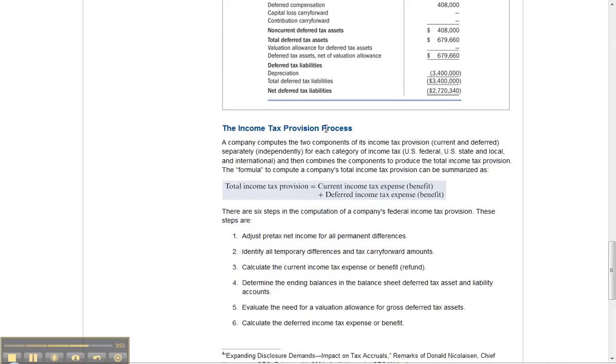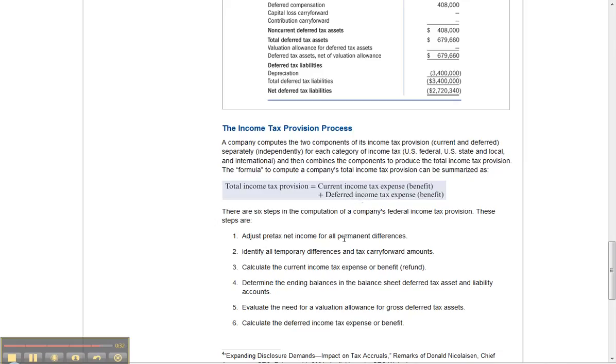The income tax provision process is outlined right here. The total tax provision means what's the total income tax expense or benefit for the current tax filing period. And the total equals whatever the current amount that you expect to owe or get back, plus the deferred income tax expense or benefit that you have to record this year that's going to relate to future changes in your tax liability because of what happened this year. So it's the sum of those two, and you go through these steps to get it.